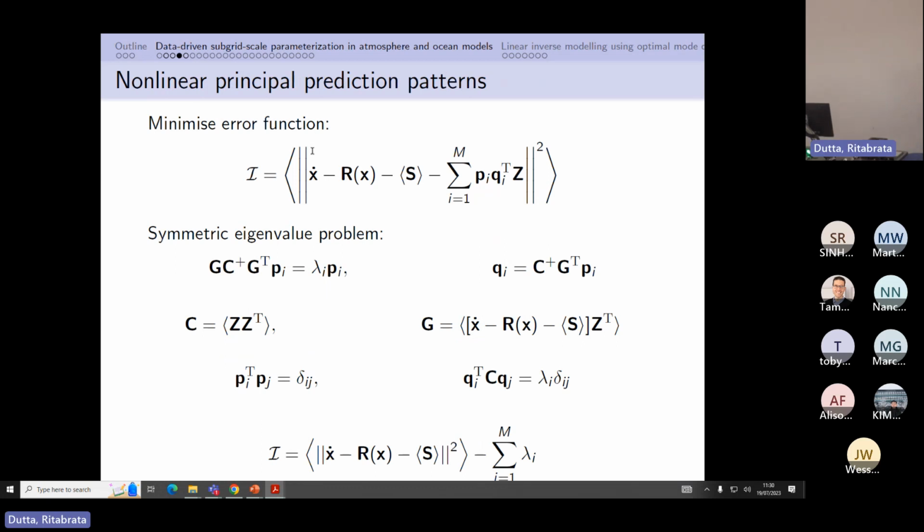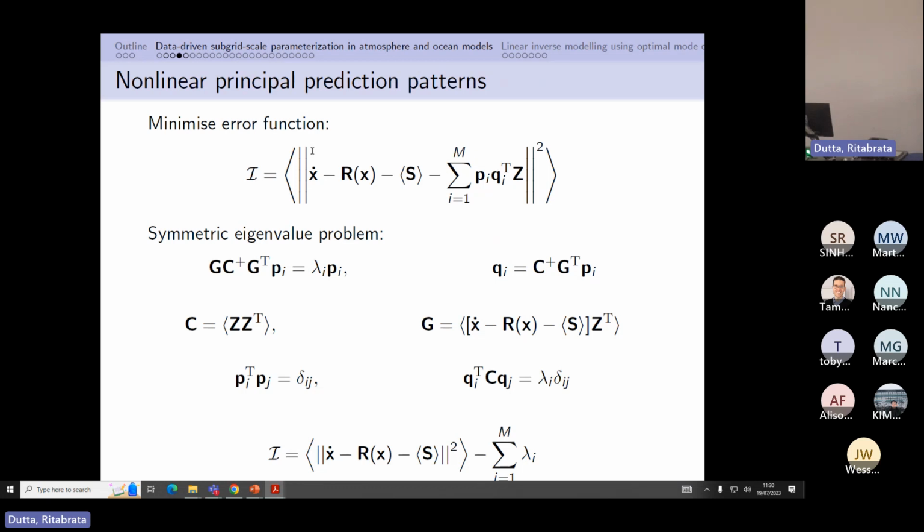These are nonlinear principal prediction patterns because of these nonlinear loadings. So the elements of these patterns can be nonlinear functions. And then we just minimize this error function. It's just the least square fit. So we fit just the deterministic part in the first step, just fit these patterns. And it comes up as a nice symmetric eigenvalue problem.